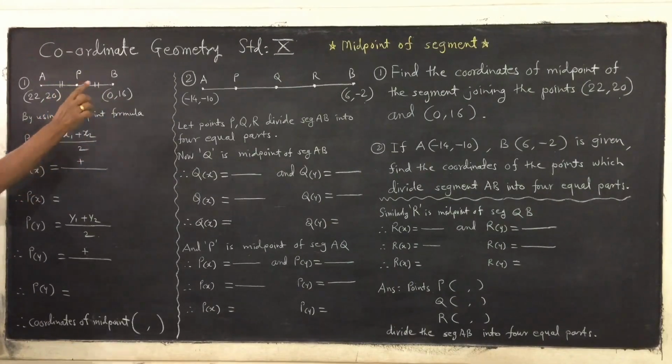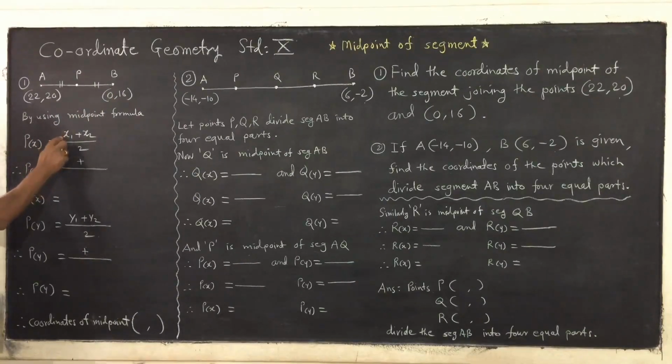Let P be the midpoint of the segment. If we consider P the midpoint, use the formula (x1 plus x2) upon 2. That is the x coordinate of P. Substitute x1 as 22 and the second point's x as 0. So the x coordinate is (22 plus 0) divided by 2, that is 22 divided by 2, and you get 11.